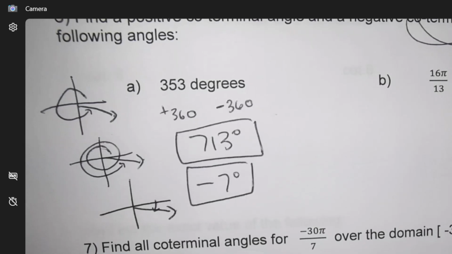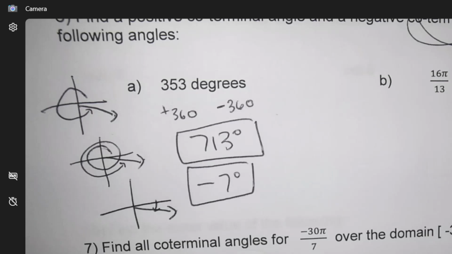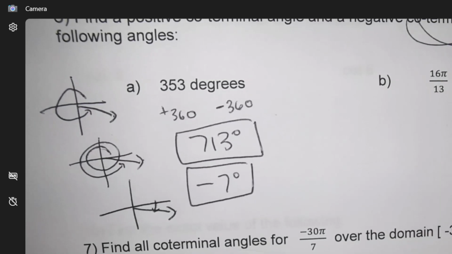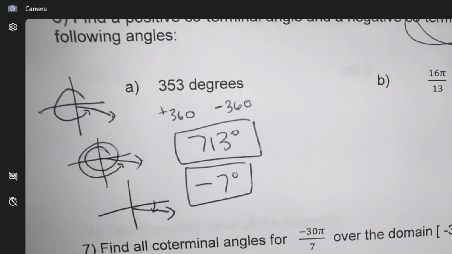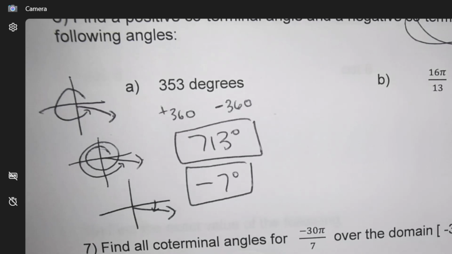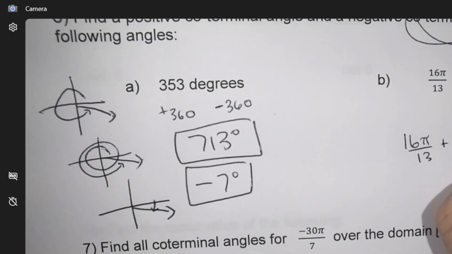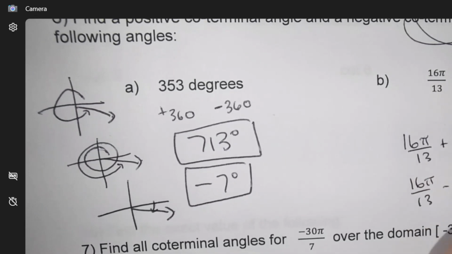Okay, instead of 2 pi, can you make that into a fraction? Because I have to match with 13 on the bottom. So what would I need to move by on the top? 26 over 13. Okay, so I need to, let's try adding 26. Let's try subtracting 26.